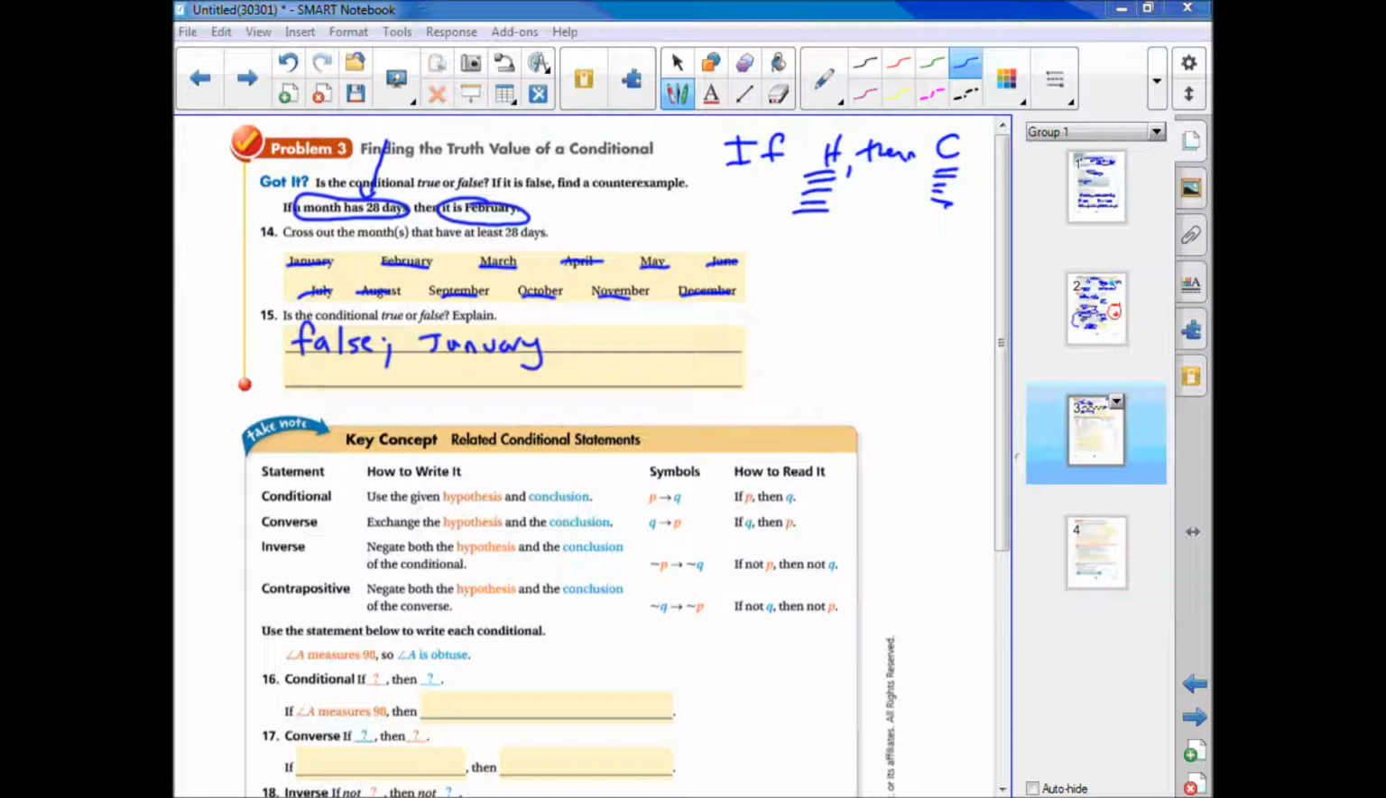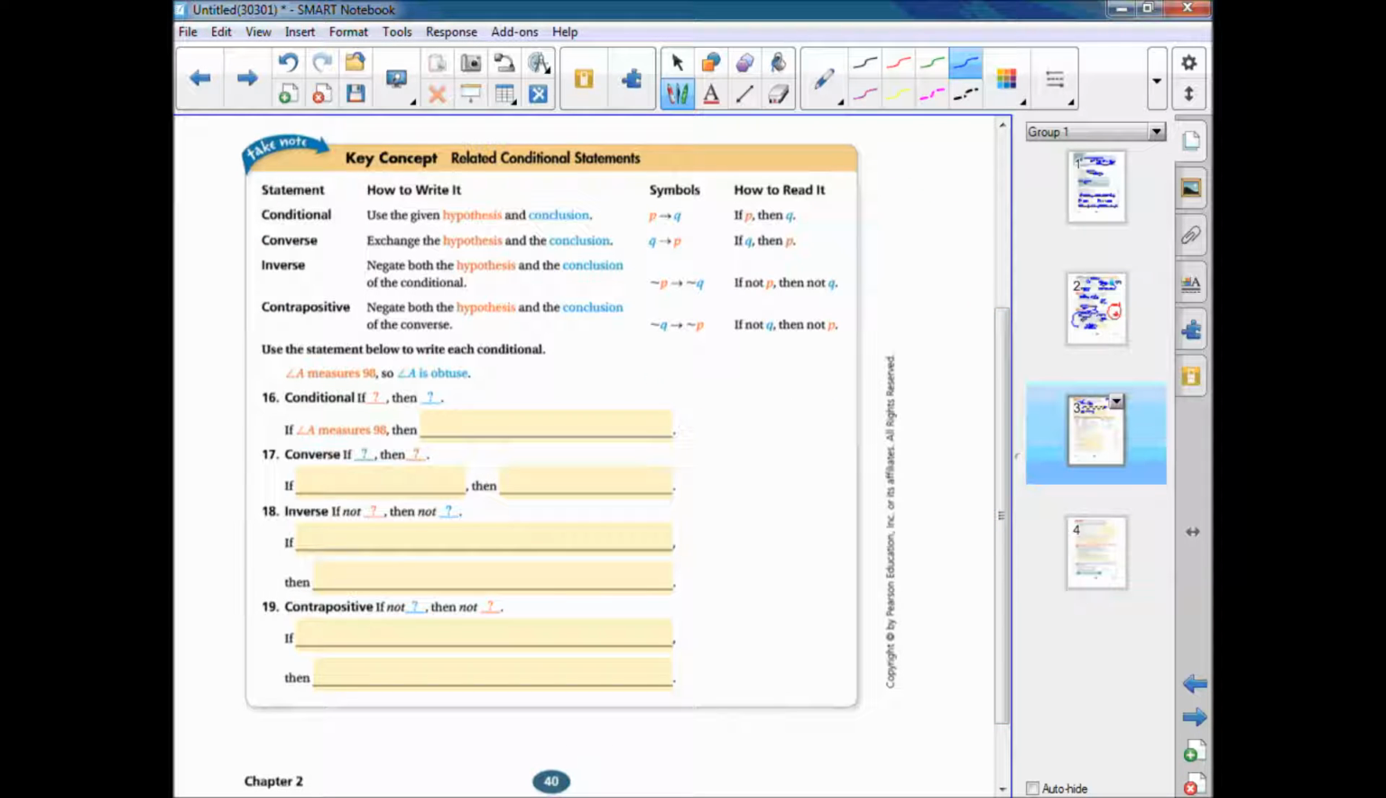Down below, take a key concept here: related conditional statements. A conditional statement uses the hypothesis and conclusion: if P, then Q. I like the symbol way better: P implies Q, that's the arrow. The converse we already talked about, it's to flip it around, so the Q and P switch places: if Q, then P, or Q implies P. And then we have two new ones, inverse and contrapositive.